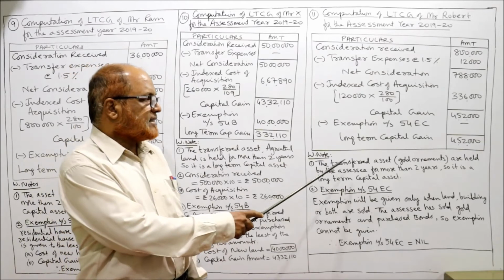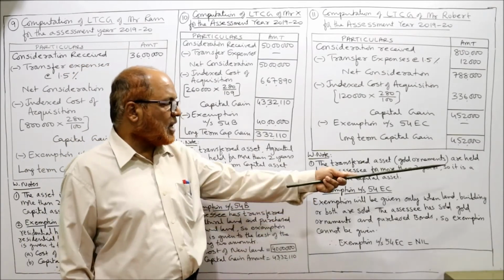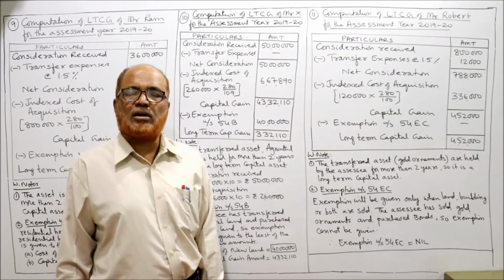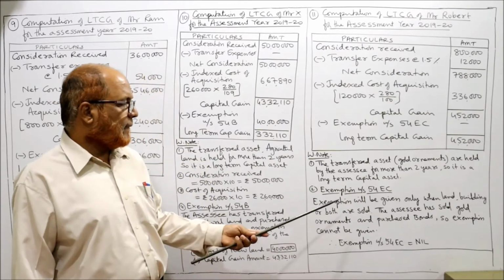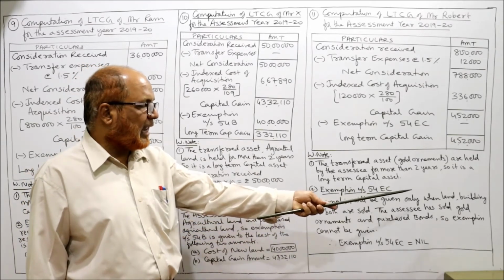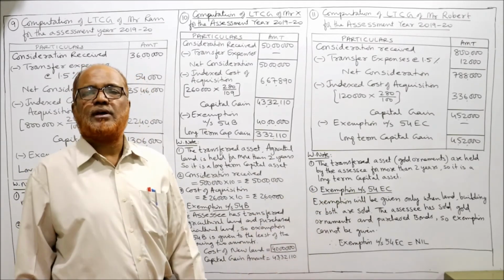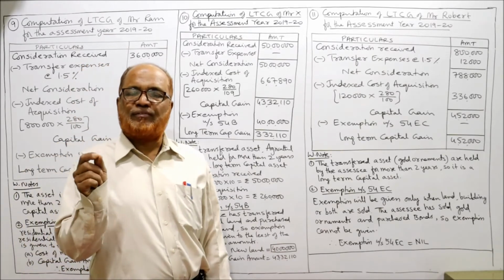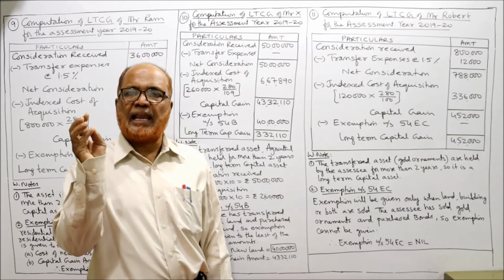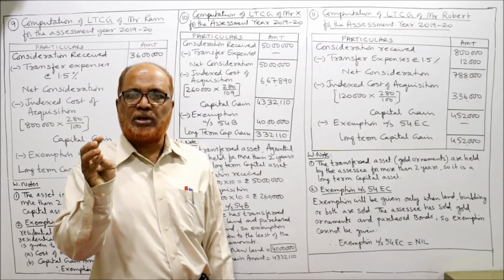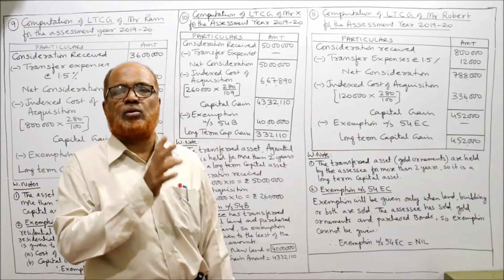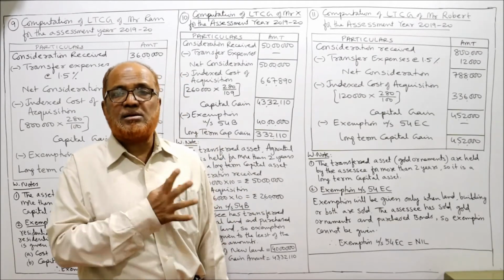Working note: the asset transferred, gold ornaments, are held by the assessee for more than 2 years. So it is a long-term capital asset. Now exemption under section 54 EC. Exemption will be given only when land, building or both are sold. So according to section 54 EC, land, building or both. Only if these assets are sold and invested in specified securities, then only exemption will be given.